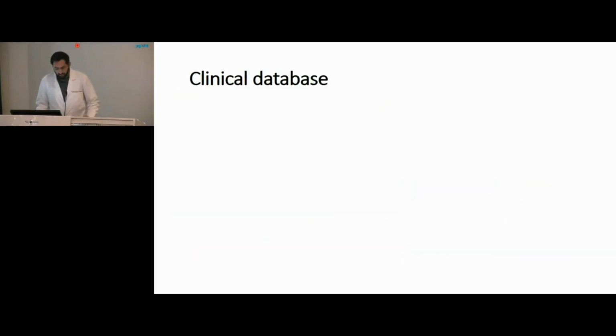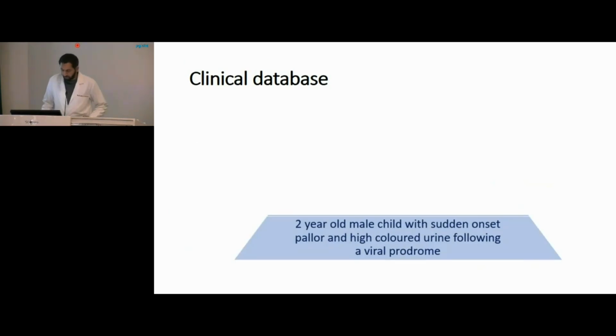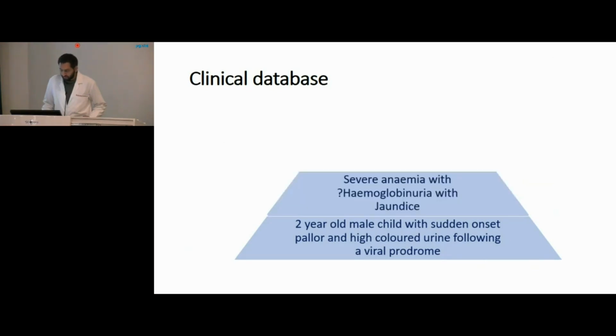At the end of history and examination, we have a 2-year-old male child with sudden onset of pallor and high-colored urine following a viral prodrome. The initial possibility of severe anemia with suspected hemoglobinuria with jaundice was suspected.